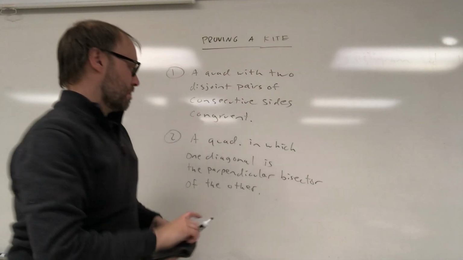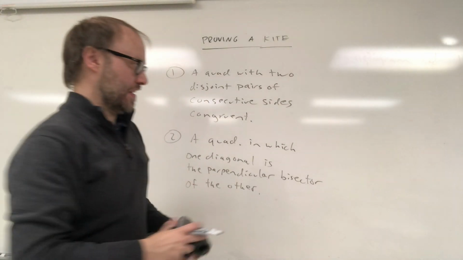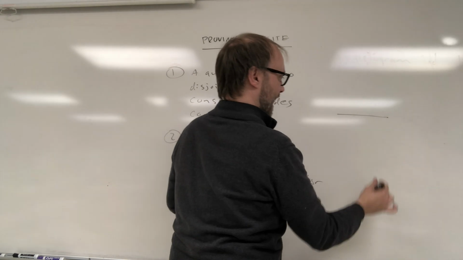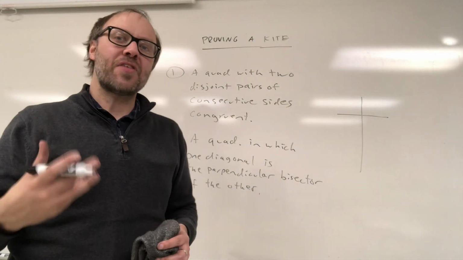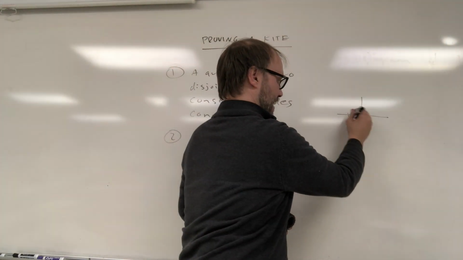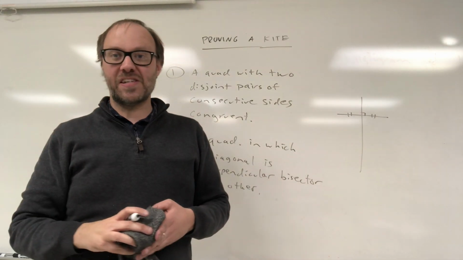Second definition here, it's a quadrilateral in which one diagonal is the perpendicular bisector of the other, okay? So if you draw a diagonal, and you draw a diagonal that's a perpendicular bisector, if you think back to the equidistance theorem, it says you've got a segment that's a perpendicular bisector of another segment.